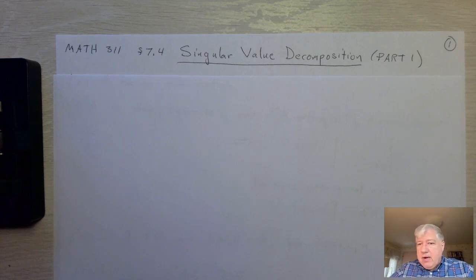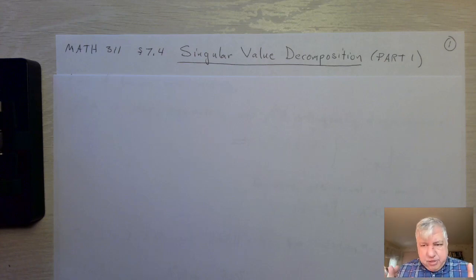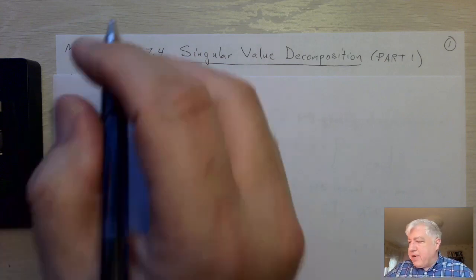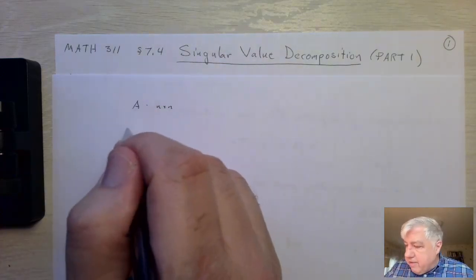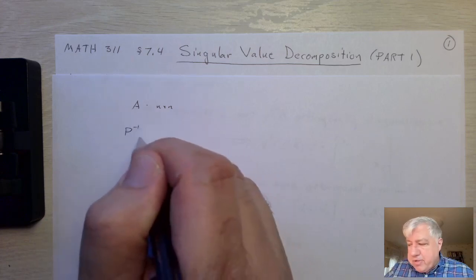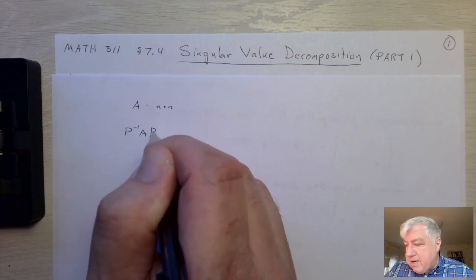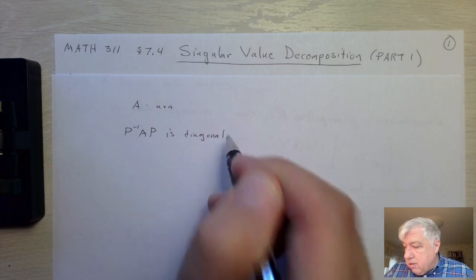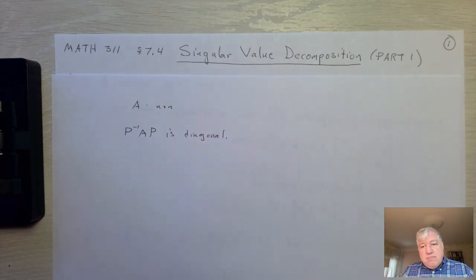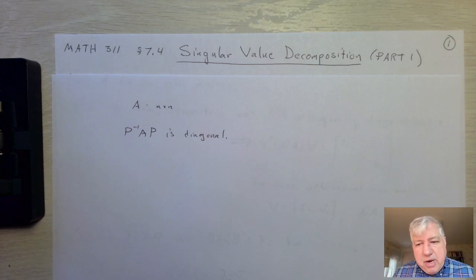Okay, we know that if we have a square matrix, if conditions are right, we can diagonalize it. That means if A is an n by n matrix, then if the conditions are right, we can find an invertible matrix P such that P inverse A P is diagonal, right? Now this does not always happen for all square matrices. There are a whole bunch of conditions, in particular the algebraic multiplicities of the eigenvalues have to equal their geometric multiplicities, but if this happens, it's kind of nice.